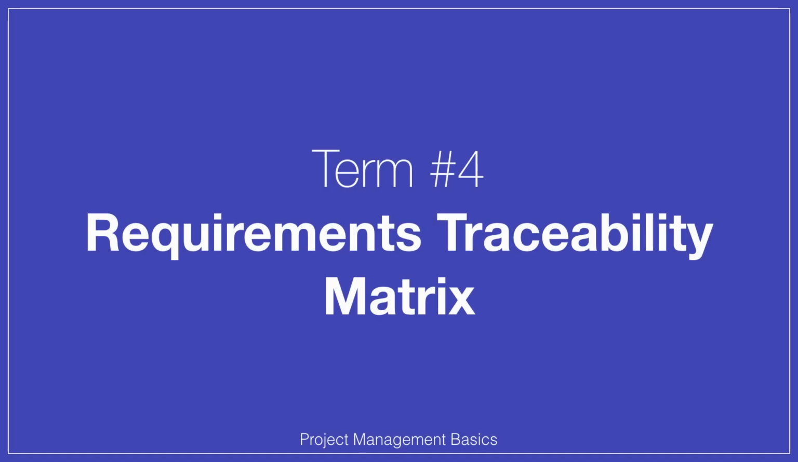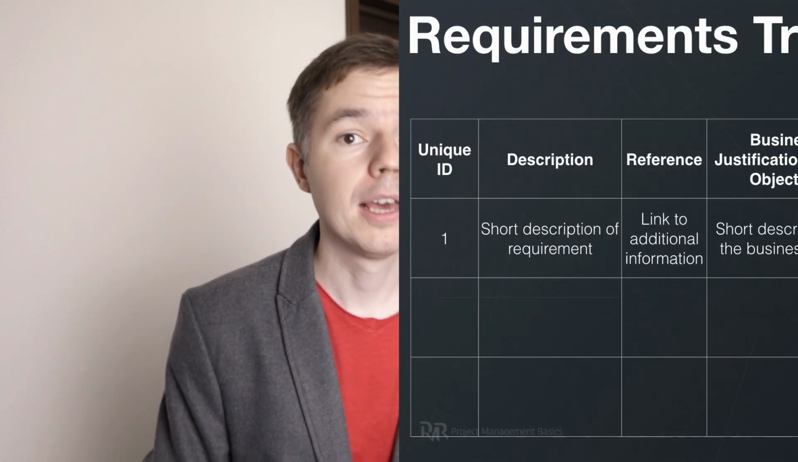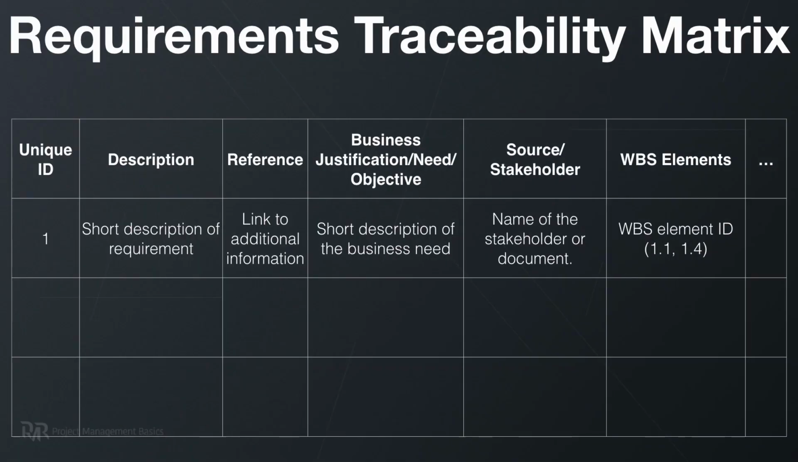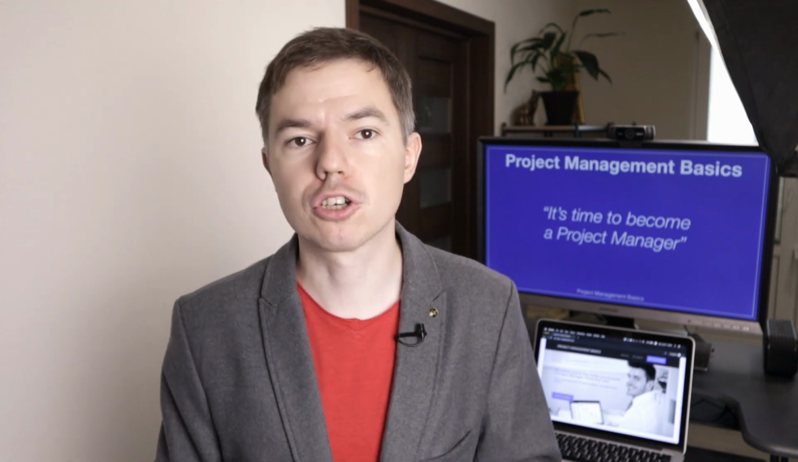The follow-up term is requirements traceability matrix. It's a tool that helps you to tie together project goal, requirements, stakeholders and major deliverables in one place. Usually it's a simple spreadsheet that lists all of this information. It also helps you to identify conflicting requirements or requirements that should not be a part of the project because they don't support any project goal.